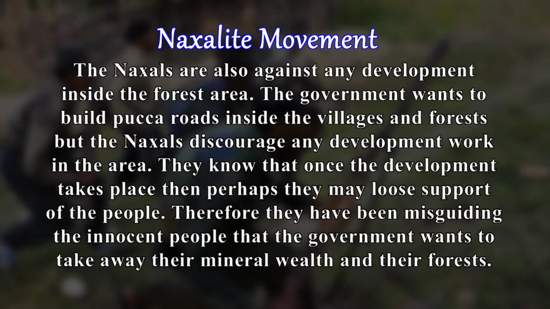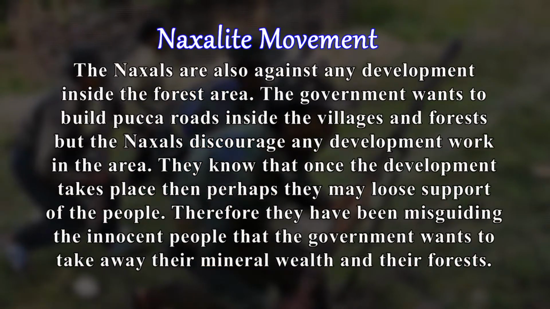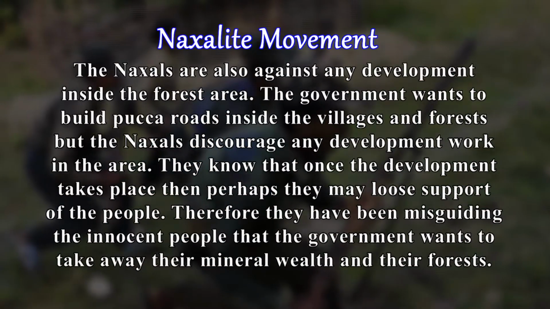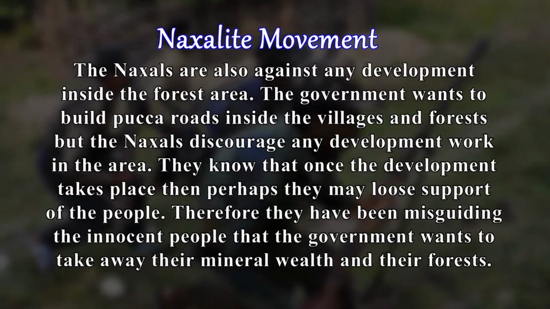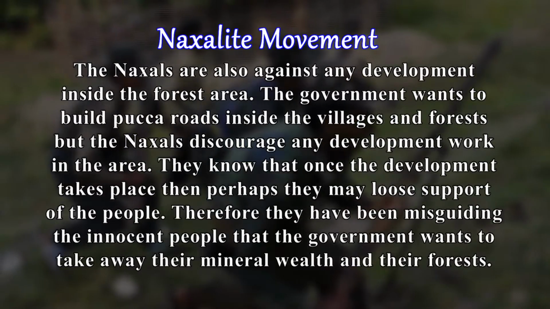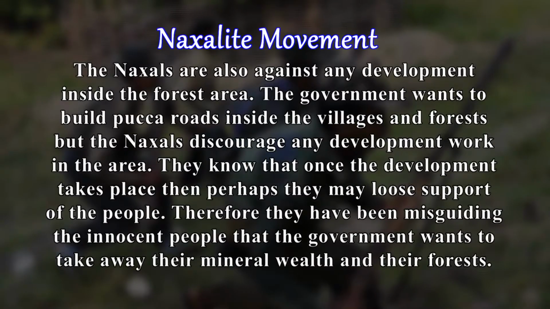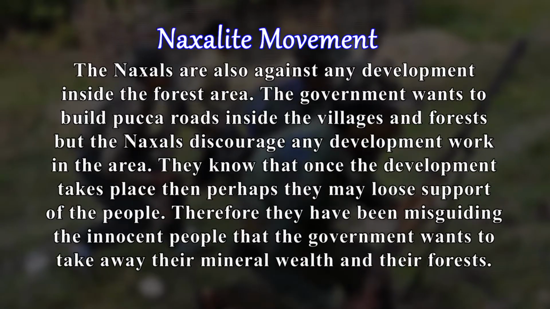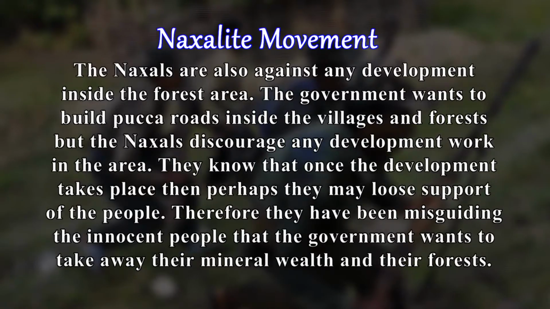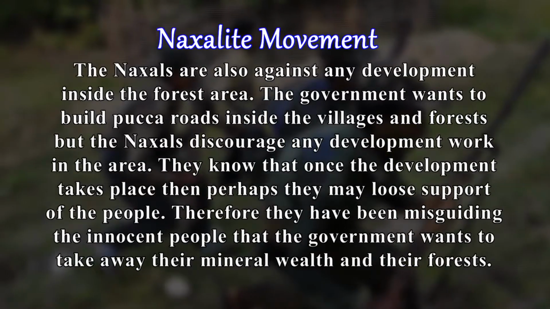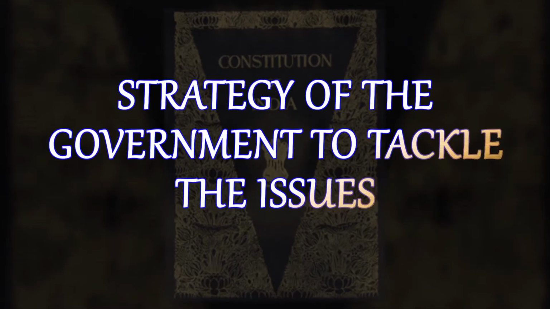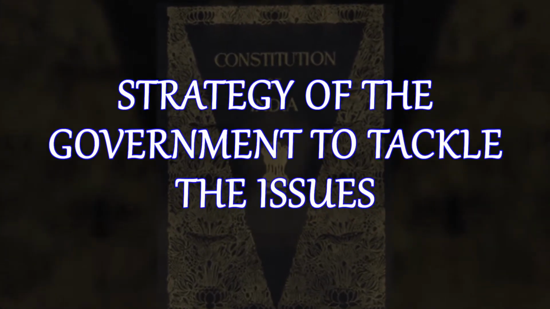The government wants to build pakka roads inside the villages and forests, but the Naxals discourage any development work in the area. They know that once development takes place, they may lose the support of the people. Therefore, they have been misguiding the innocent people that the government wants to take away their mineral wealth and their forests. Unfortunately, the basic cause of the emergence and spread of this movement has been the discontent among certain sections of the society. So, what are the various strategies of the government to tackle the issues?